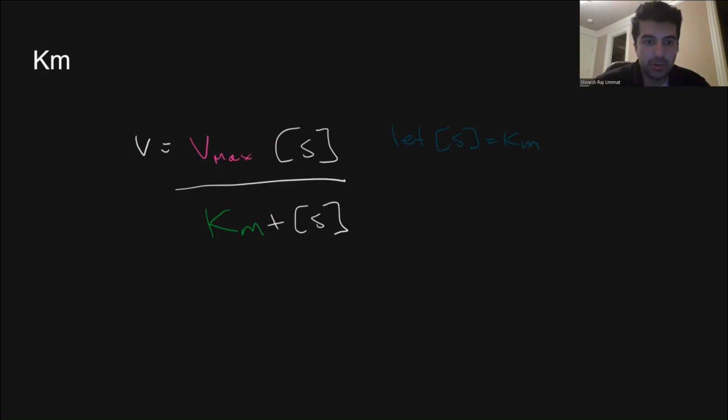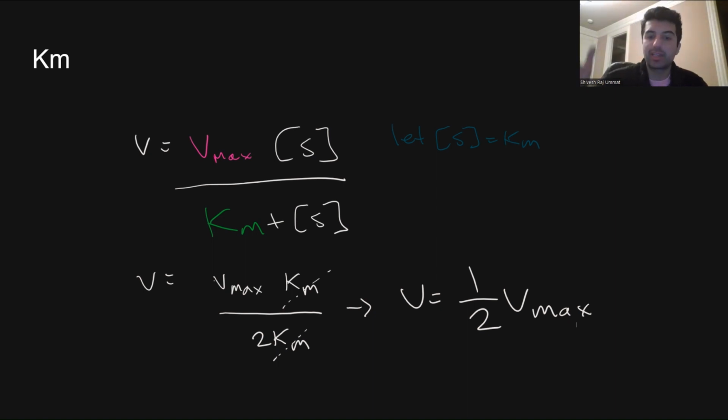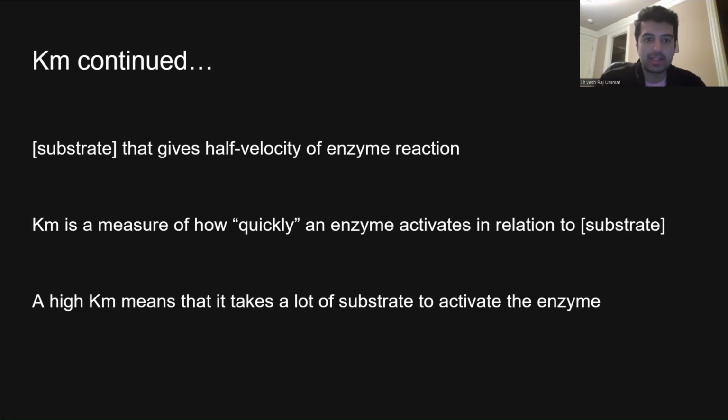Okay, so let's look a little bit deeper at Km and try to build an intuitive understanding. If we have our Michaelis-Menten equation, and we let the substrate concentration equal Km, then we'll be able to cancel the Km from the numerator and denominator, and our velocity is going to be 1/2 of our Vmax. So what this means is that Km is the concentration of substrate that gives the half velocity of an enzyme reaction for a given enzyme concentration.